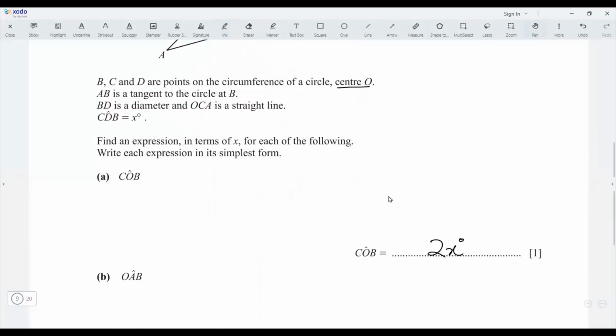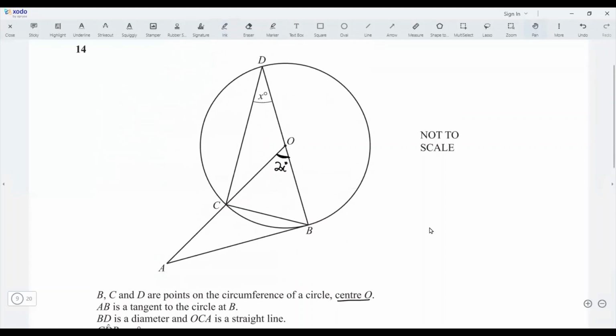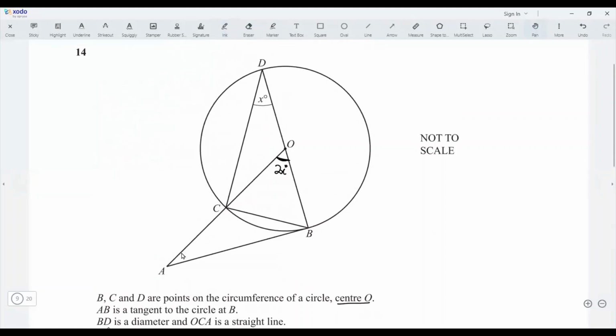So the next question is OAB. Where is OAB lying? OAB is here. For finding OAB, you can see the OAB triangle is a right angle triangle. How can you identify it's a right angle triangle? Because at point B, there is a tangent AB and there is a radius. So a radius and a tangent at the same point must be at right angle to each other. So this is a right angle.